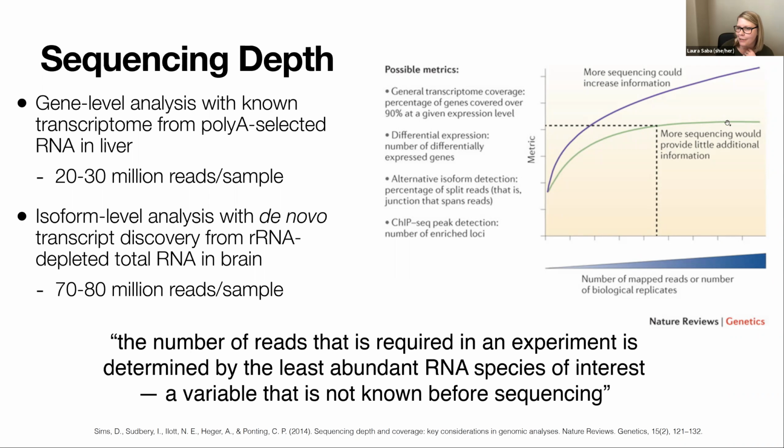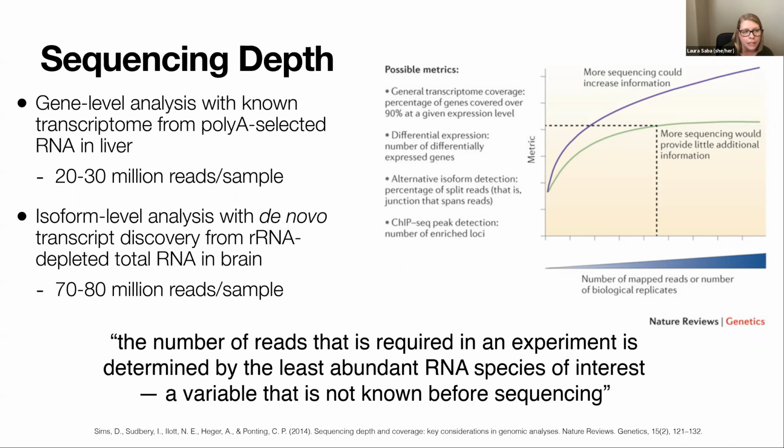The problem is that we don't know if we're on the purple line or the green line necessarily. So in general, the more reads, the more information you get, but at some point there is diminishing returns. So one of the things I like to recommend when you're thinking about sequencing depth, if what you're interested in really is a gene level analysis of protein coding genes, and you're looking at a relatively homogeneous tissue.